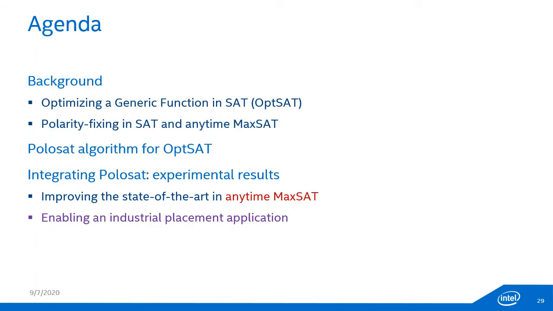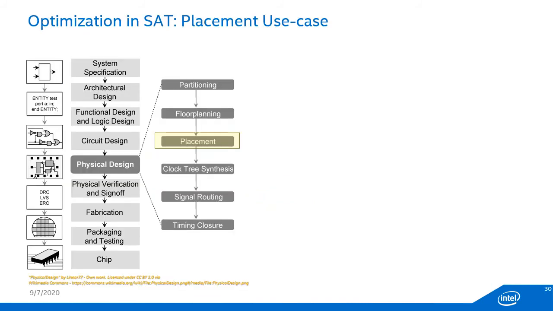And now we move on to the integration of Polosat into our industrial placement application. Let me now tell you a bit about the placement problem. On the left-hand side of the slide, you can see various stages of chip design. And one of the stages is called the physical design, where you need to place transistors and connect them, that is, to route them. And the placement is an important sub-stage of the physical design stage of chip design.